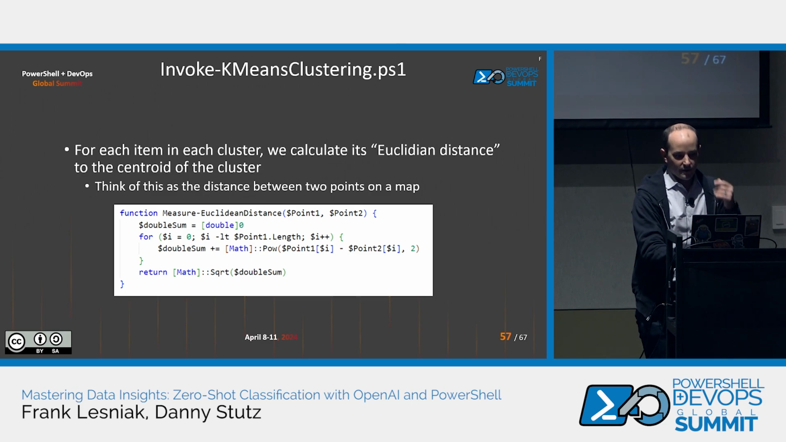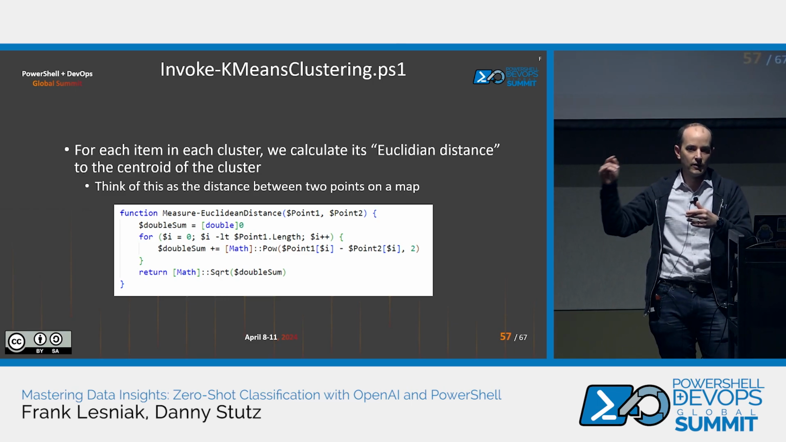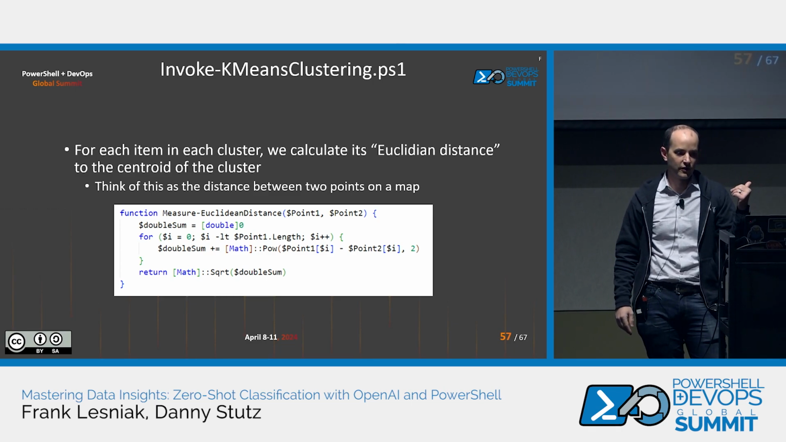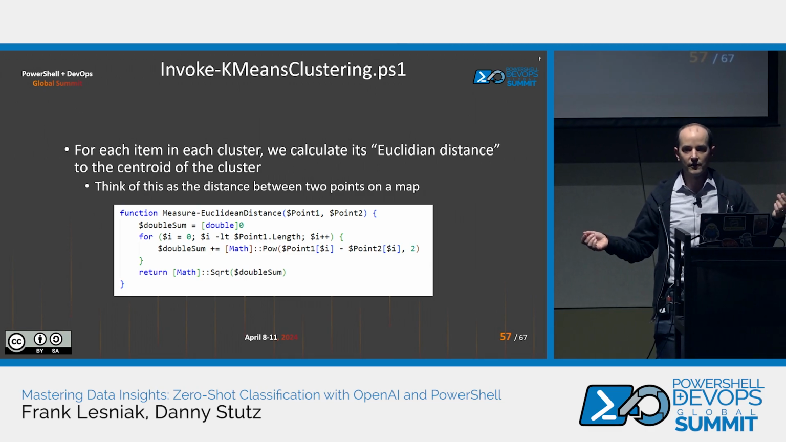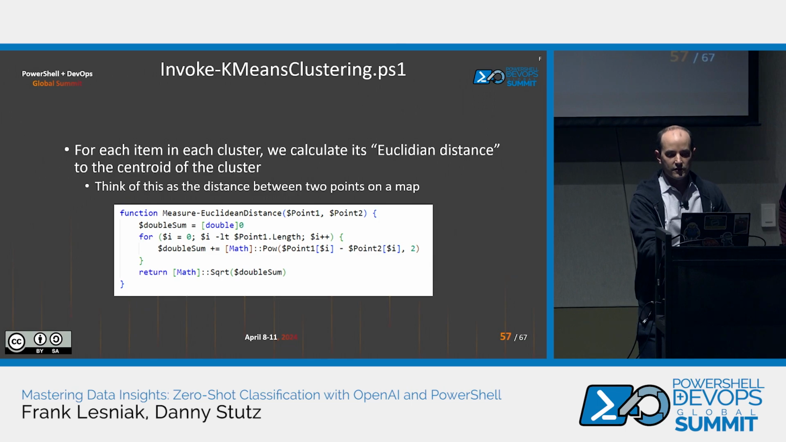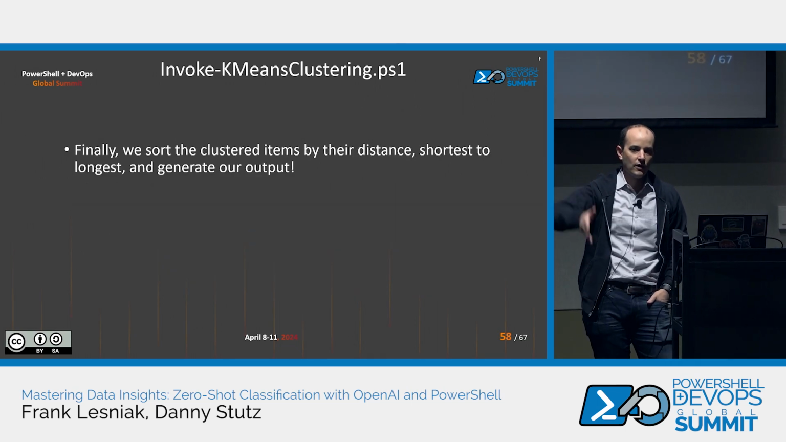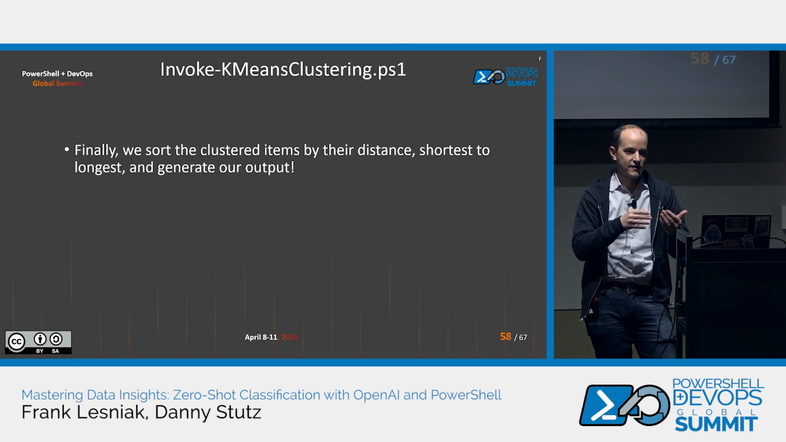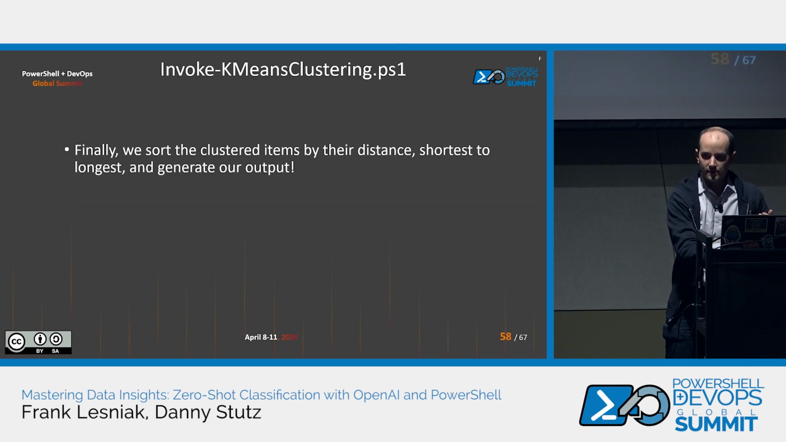Okay, the next thing we do after we get the centroid information and we know which cluster each item is assigned to, is get the Euclidean distance. Danny mentioned this earlier. Without getting into the details too much, it's basically the distance between 2 points on a map. What we want to do is sort the clustered items. So for everything in cluster number 1, we want to sort those by distance to the centroid so that the closest items to the centroid are first, and then we can use those as our most representative items. Hopefully that makes sense.